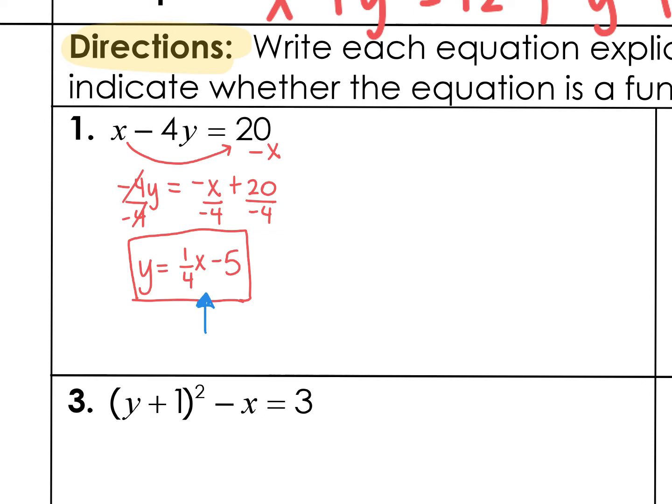Also, we should be able to look at this and notice that this is a linear equation. That means the graph is going to be some kind of straight line. And if you think about the vertical line test, any linear function passes the vertical line test. So, yes, this equation is a function.